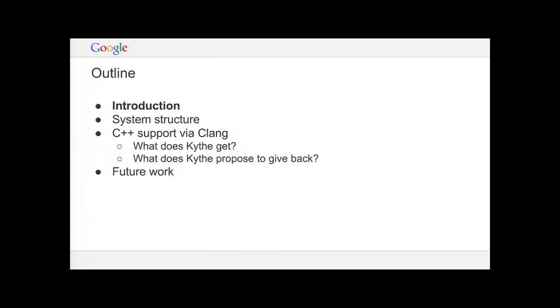First, I'll begin with an introduction to the kinds of problems we're aiming to solve with this project. Then I'll give you an example of a system that we use to solve those problems, talk about how we get support for C++ using the Clang frontend, and then discuss some future work.